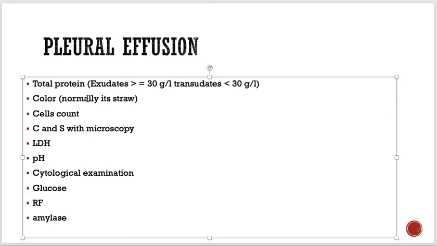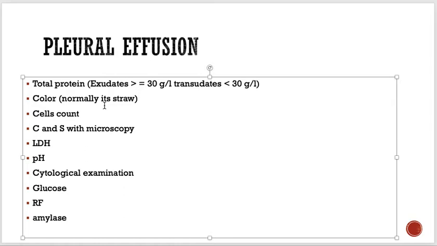Whenever it is blood stained, think about malignancy or traumatic causes. Whenever there is pus, think about empyema, or pus in the cavity. If you find food debris, maybe it is due to esophageal rupture, right? So this is how we analyze the pleural fluid.